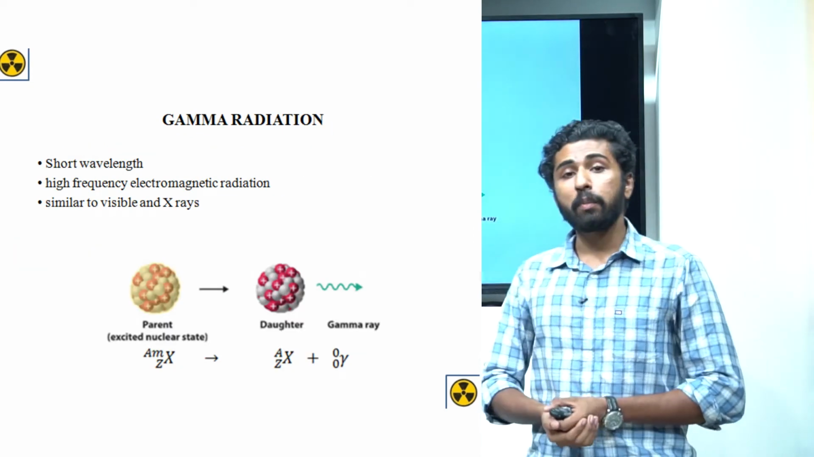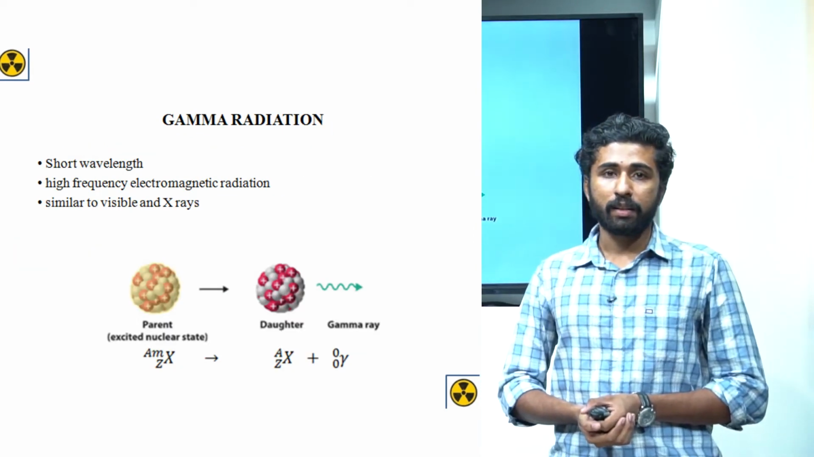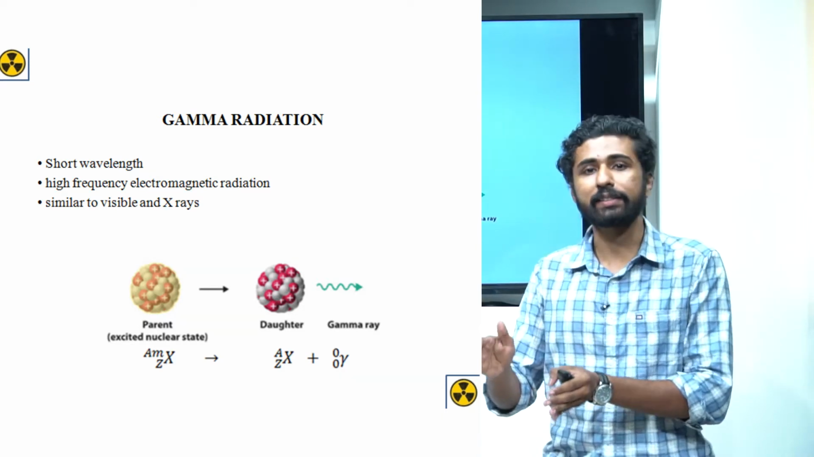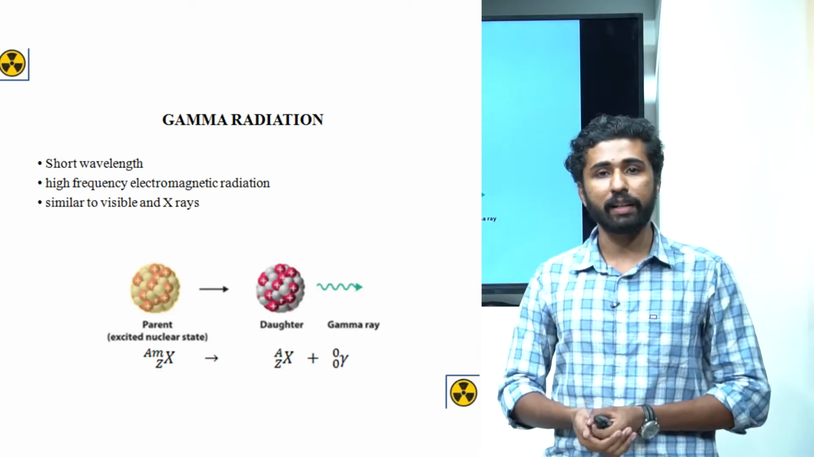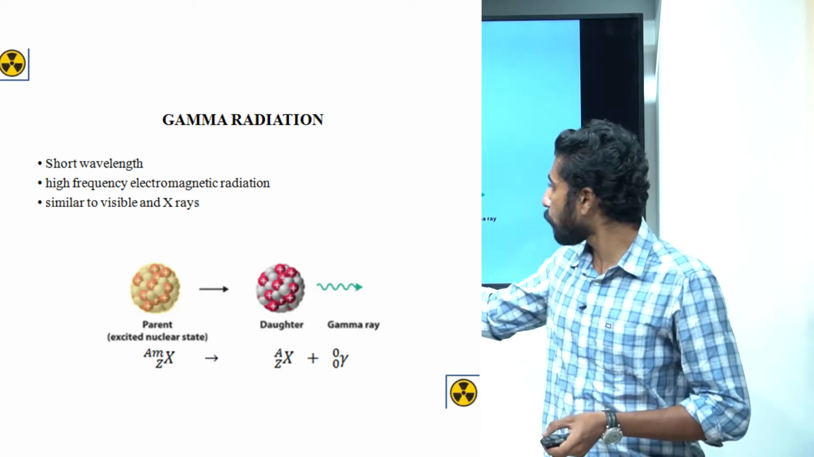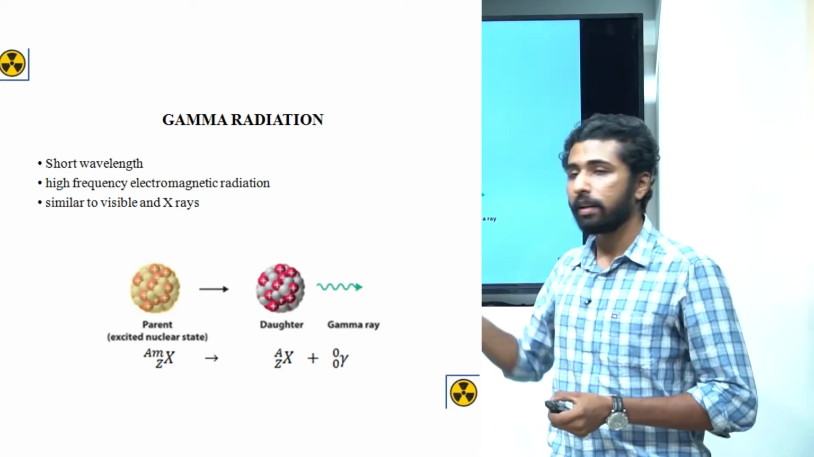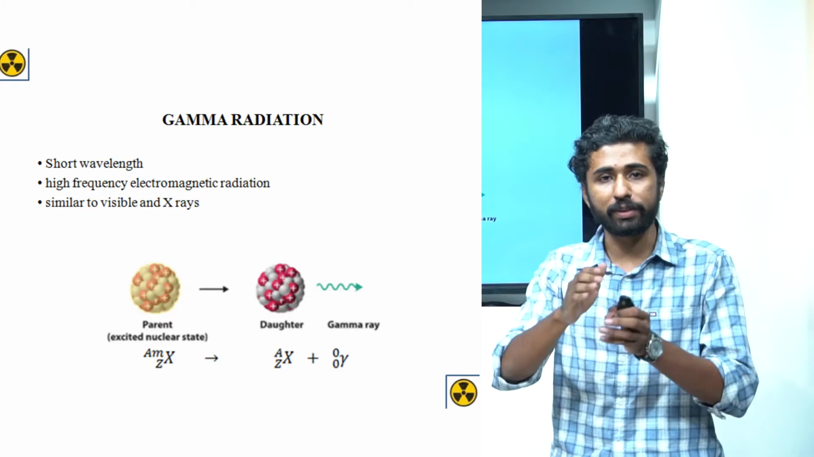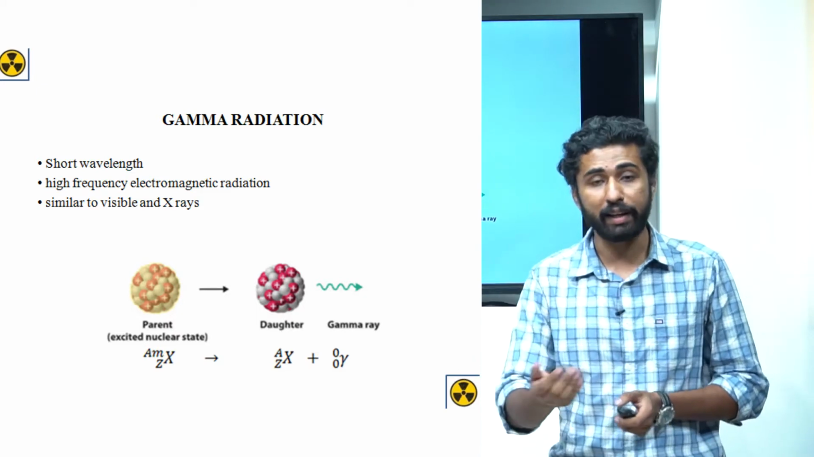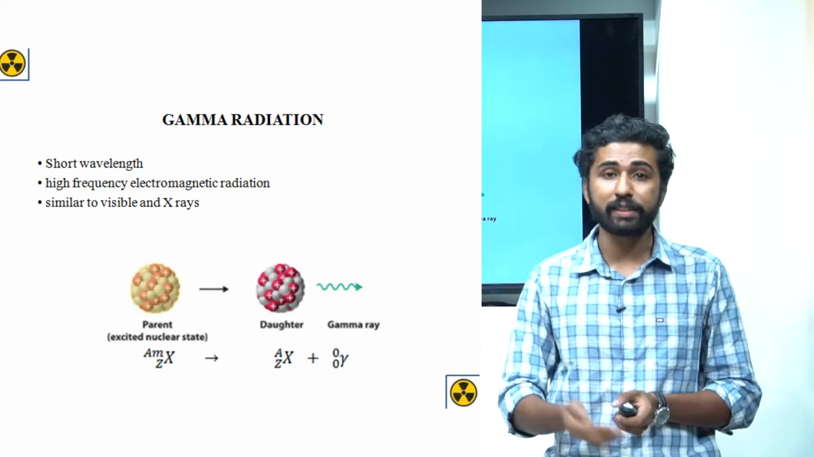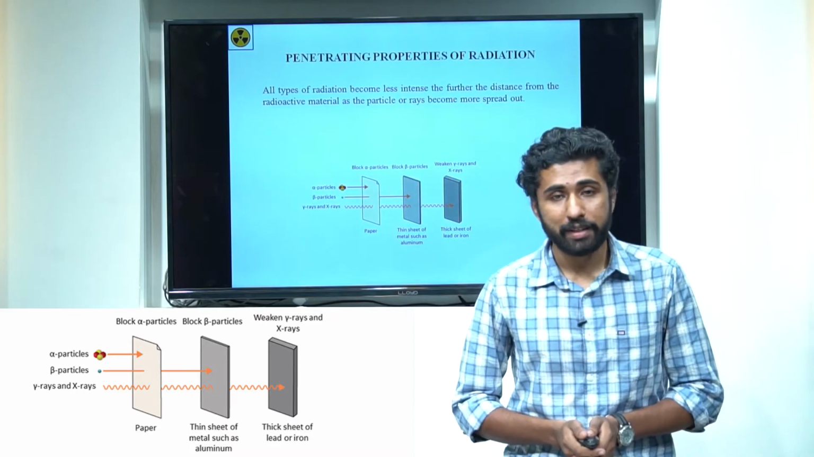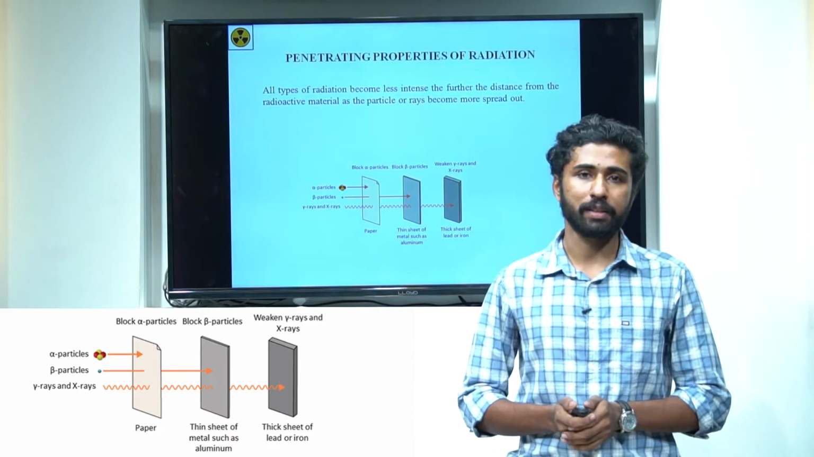So the next one is gamma radiation. Gamma radiation is simply electromagnetic radiation, just like X-rays, visible light, etc. When gamma radiation occurs, there is no apparent change to the parent nucleus. Clear? Because it is simply electromagnetic radiation with high energy, that means high frequency and shorter wavelength. We have discussed alpha radiation, beta radiation and gamma radiation.